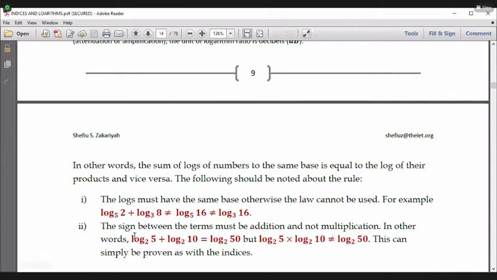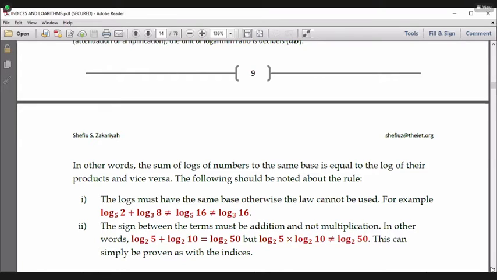Again, number 2, the sign between the terms must be addition, as I'm just saying, and not multiplication. In other words, log to base 2 of 5 is not the same as log to base 2 of 5 times 10, which is 50. If you do this, we don't get the same value. That's what we are emphasizing here.